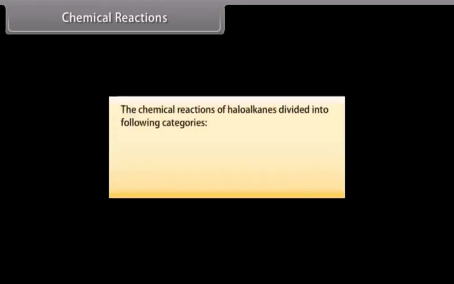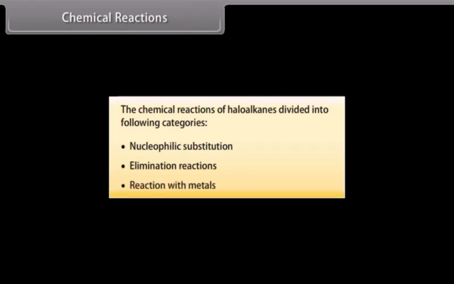Chemical reactions. The chemical reactions of haloalkanes are divided into the following categories: nucleophilic substitution, elimination reactions, and reaction with metals. Nucleophilic substitution reactions.